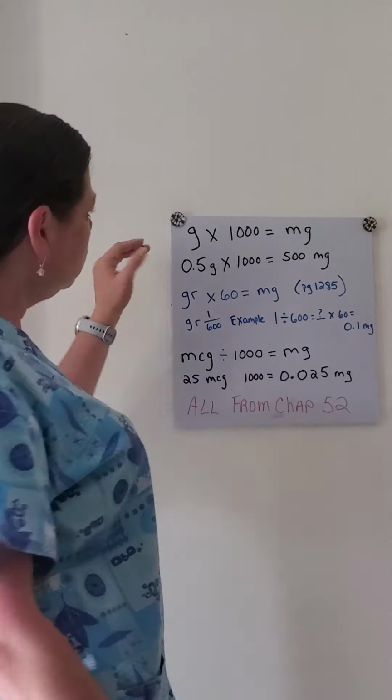This particular example is on page 1285 in your textbook. I know that, so I just made a little reference to that. But again, every bit of this is in Chapter 52. Okay, so these are what you're going to need to do the Know Your Labels packet.